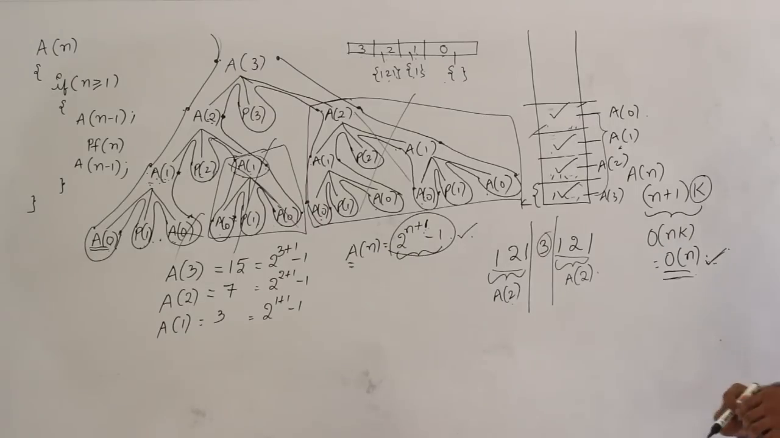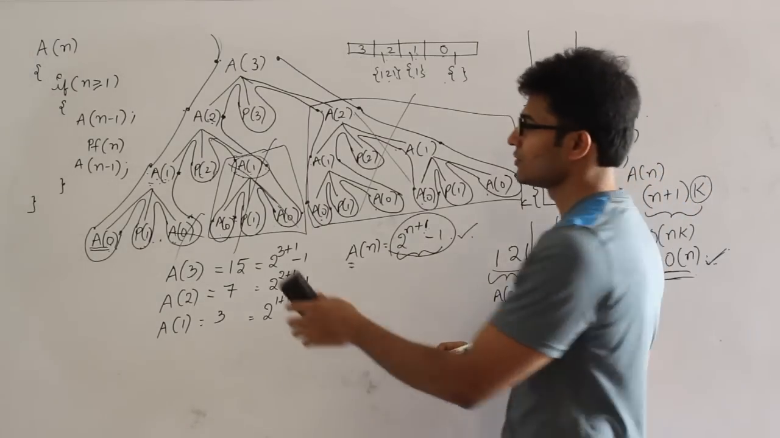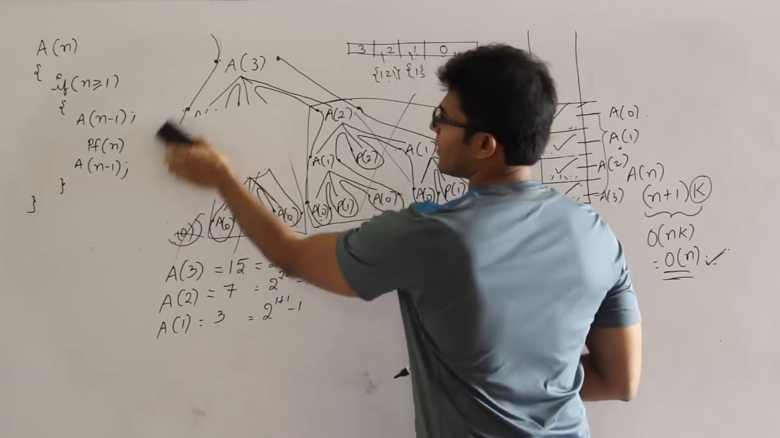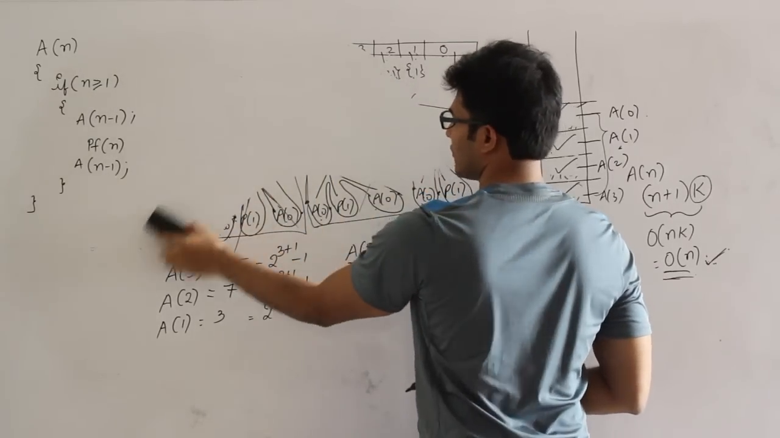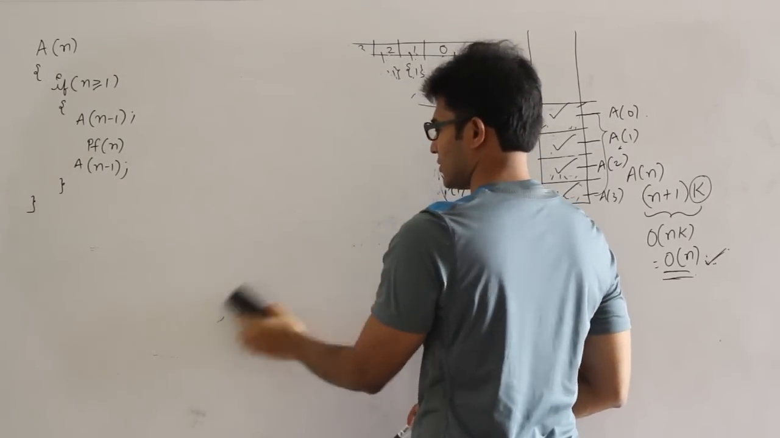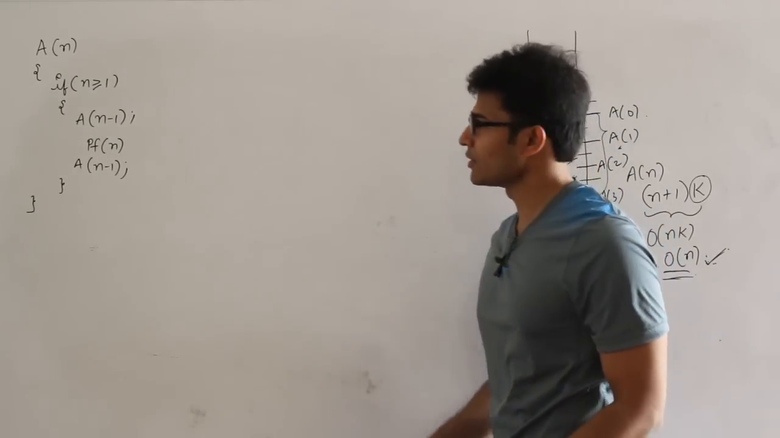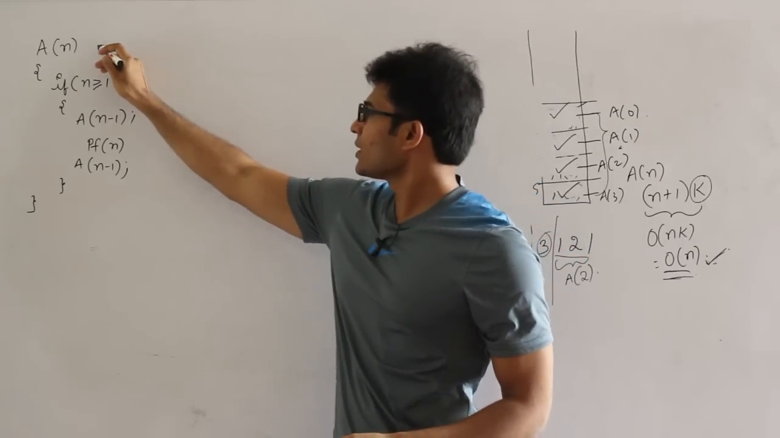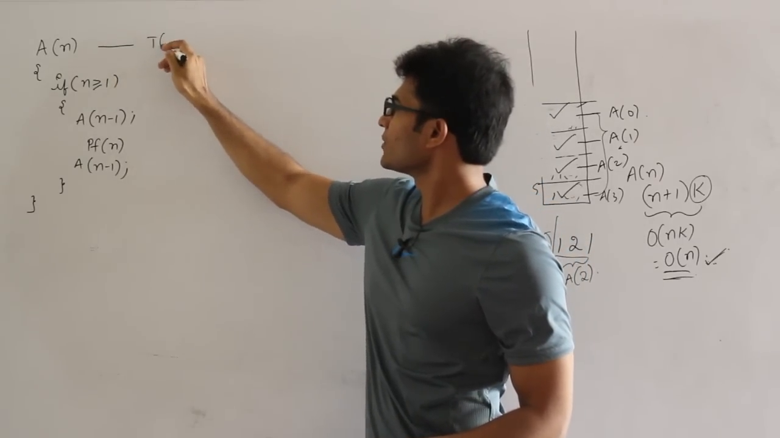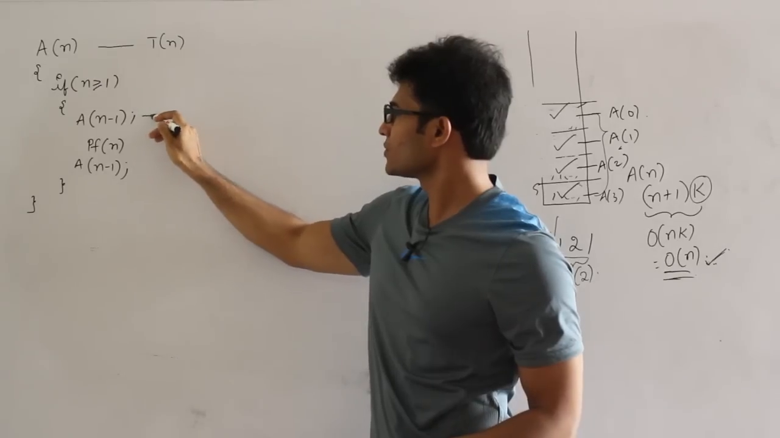And now let's see the time complexity. In order to see the time complexity, we might have to write the recursive equation. The reason is the program is recursive. So since the program is recursive, I am going to use recursive equations for this. Let us assume that the time taken to solve this problem is T of n. Then what will be the time taken to solve this problem?